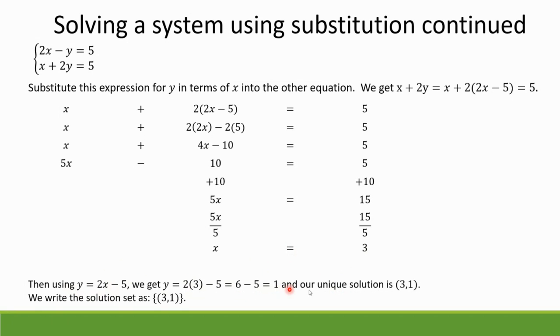So our unique solution is 3, 1. So now we know for sure there's only one solution, a unique solution. And using our terminology, we get then that these equations here are independent, as you can see. Awesome.